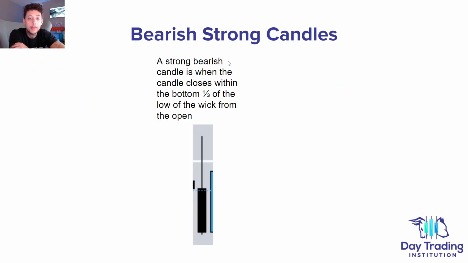So a strong bearish candlestick is pretty much the same thing, just vice versa. A strong bearish candle is when the candle closes within the bottom third of the low, from the open to the low of the wick. If we look at this bearish candlestick here, the open is going to be right here where this candlestick starts. Notice how it closed in the bottom third of the actual wick.